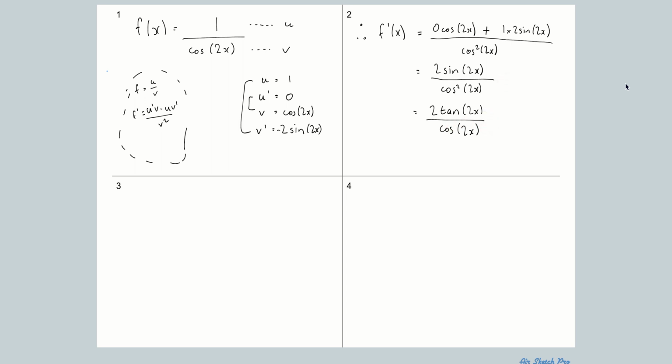Whether that's simpler than that is arguable, but either form would be reasonably acceptable. That's it for this example.